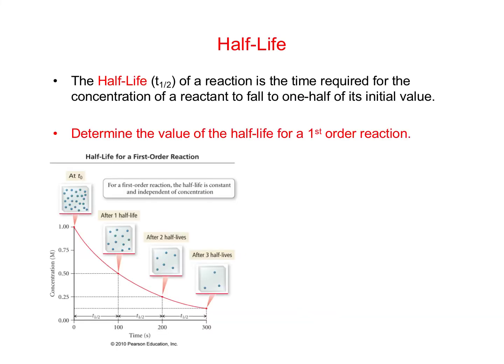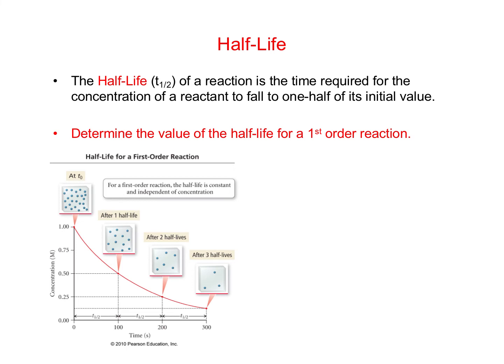So another important topic that comes up when we talk about integrated rate laws is the idea of a half-life. And so the half-life of a reaction is the time required for the concentration of a reactant to fall to 1/2 of its initial value. And so it's a measure of how fast the reaction takes place. Things that have shorter half-lives are faster reactions. Things that have longer half-lives are slower reactions.